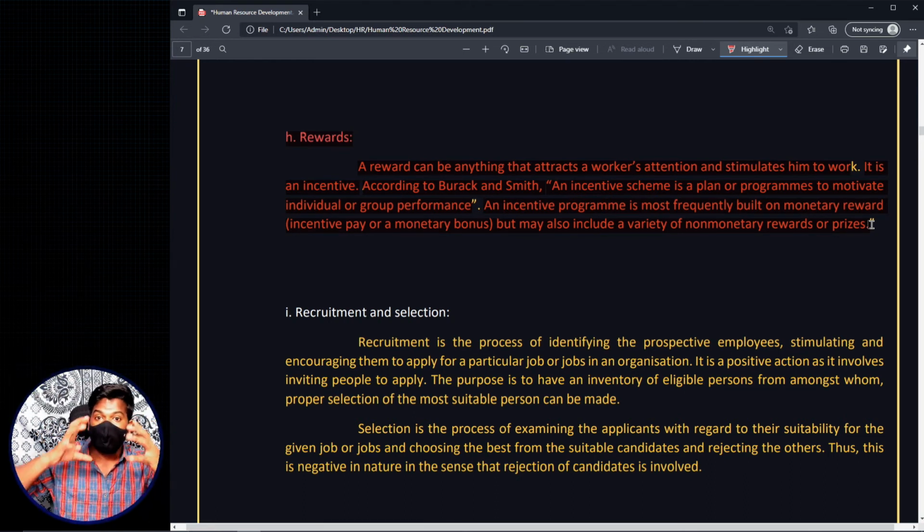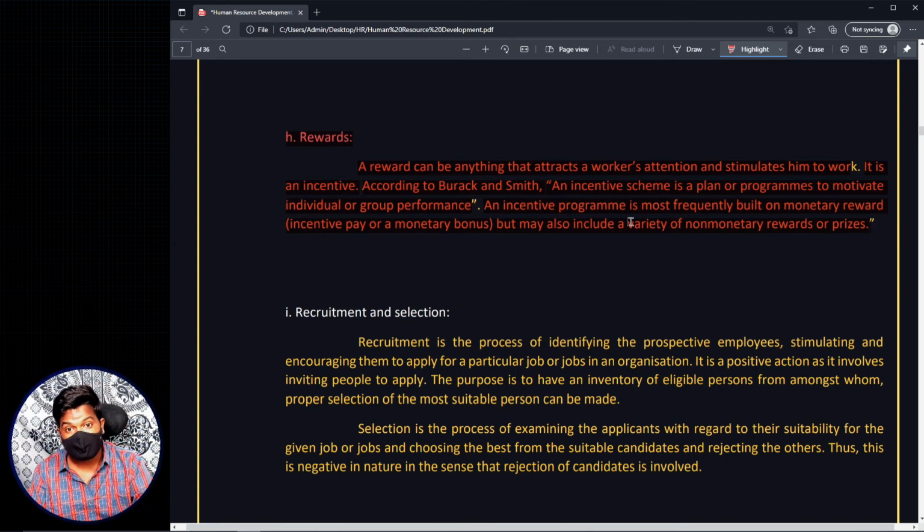For example, if you create an attractive reward program or attractive incentive plan or attractive remuneration plan in your organization, that will motivate the employee to work hard, to develop himself and all these things. So indirectly you can use this reward in order to develop the human resource, right? That is what we are trying to tell, that reward is also one of the HRD mechanisms or HRD interventions.